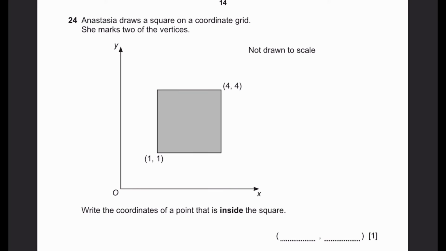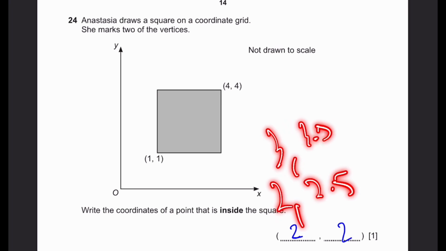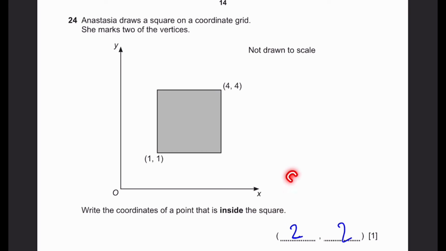Only if these two conditions are met, we'll get the coordinates of a point that is inside the square. We can write any point, for example, 2, comma 2. That's what I'm writing. You can write 2, comma 3 or 2, comma 2.5, 3, comma 3.5. They all work. But then 2, comma 4 doesn't work because it's on the edge of the square. It'll be over here. So that does not work. It has to be inside the square and not on the edge of the square. Well, that'll be our answer.